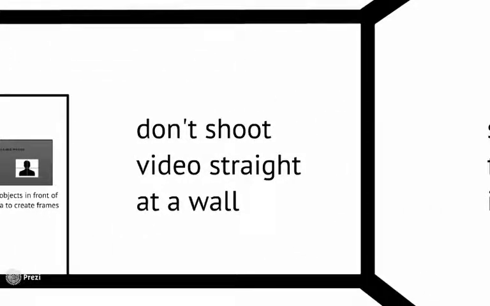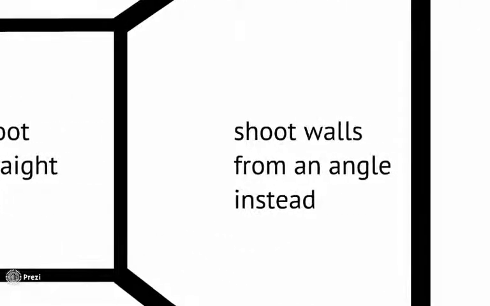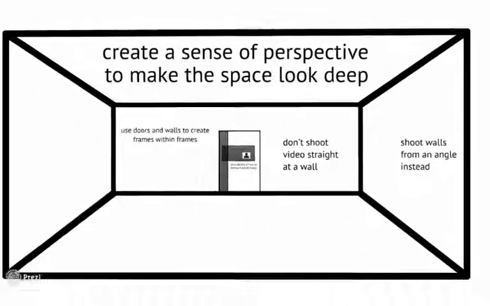Don't shoot video straight at a wall. First-time videographers often point a camera at a subject standing in front of a wall. That wall is flat behind your subject. Don't shoot at a straight wall. Instead, go from an angle and see how even that little bit of an angle in this two-dimensional representation gets more three-dimensionality and more depth to it.